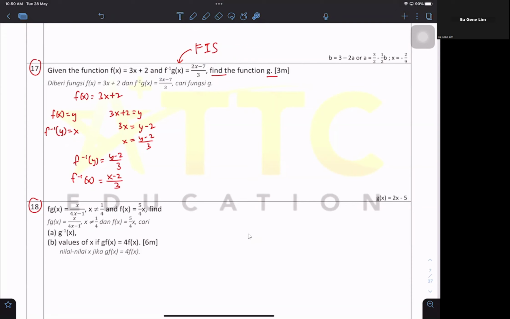Okay, so let's do the fees. Now we already have the F inverse. Now let's do the fees. Find inside, substitute. You copy the question first. Okay, you copy like this. Then you do like this.